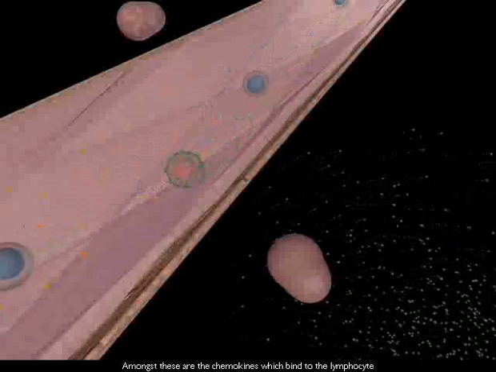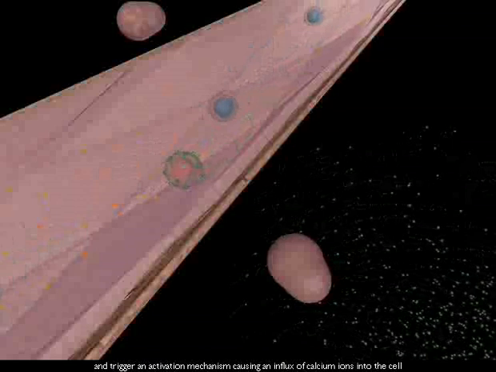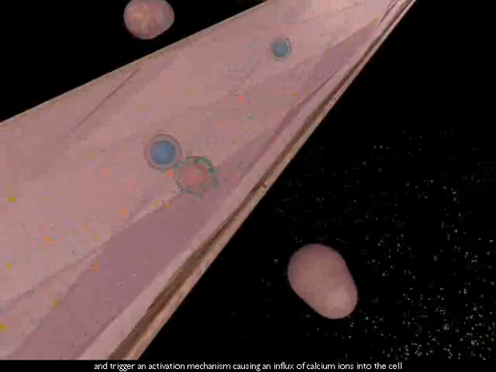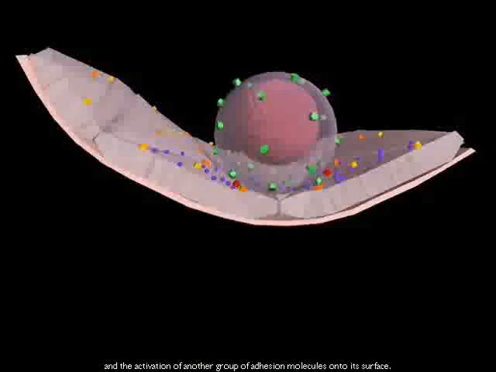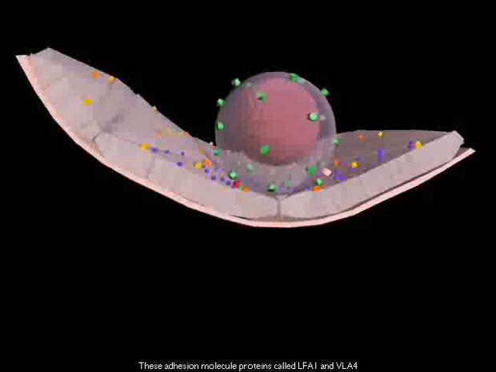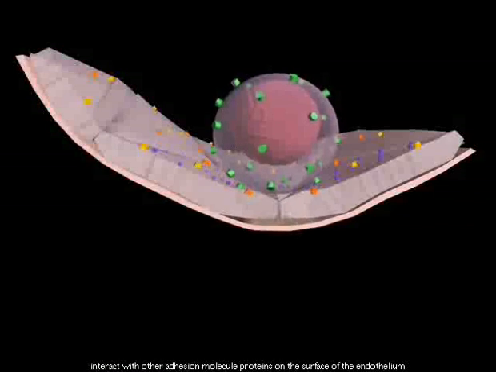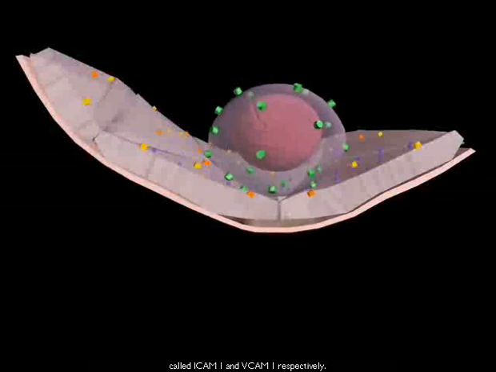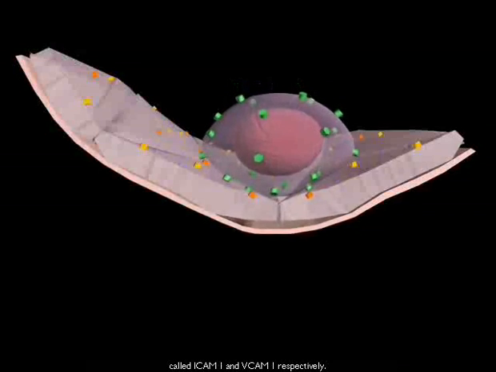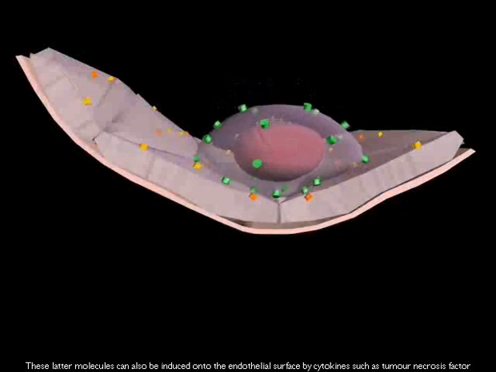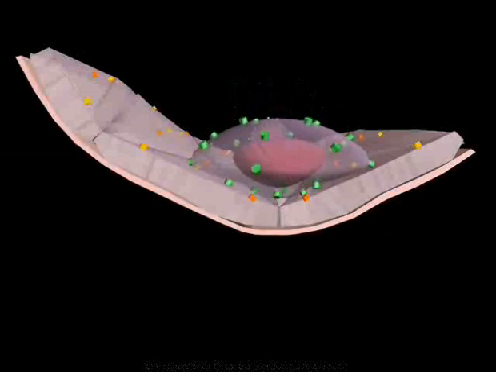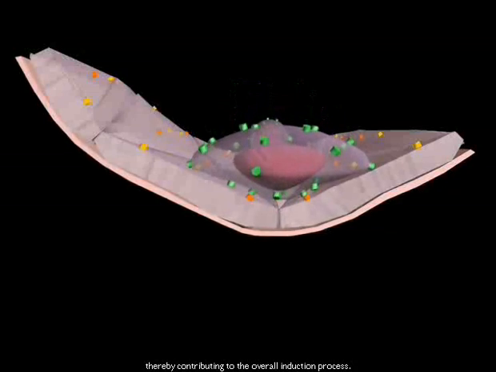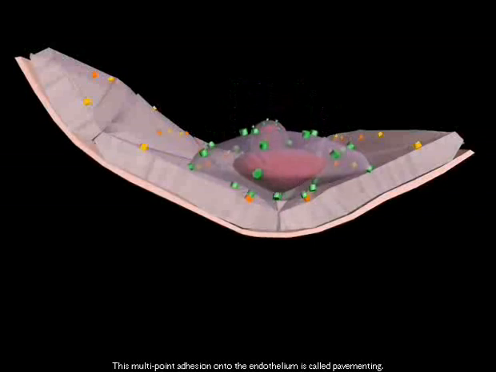Amongst these are the chemokines, which bind to the lymphocyte and trigger an activation mechanism, causing an influx of calcium ions into the cell, and the activation of another group of adhesion molecules onto its surface. These adhesion molecule proteins, called LFA1 and VLA4, interact with other adhesion molecule proteins on the surface of the endothelium, called ICAM1 and VCAM1, respectively. These latter molecules can also be induced onto the endothelial surface by cytokines such as tumor necrosis factor, thereby contributing to the overall induction process. This multi-point adhesion onto the endothelium is called pavementing.